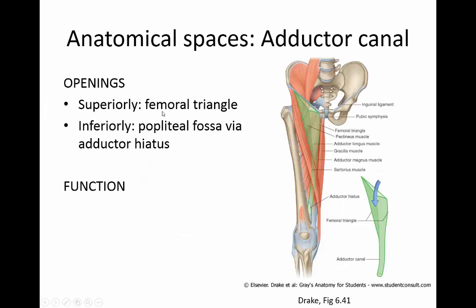So the adductor canal, superiorly, it follows on from the femoral triangle. So it opens into the femoral triangle. Inferiorly, we're entering into the popliteal fossa, which is the space behind the knee or posterior to the knee, and it enters there through the adductor hiatus. And like all anatomical spaces, its function is simply communication. It's just acting as a passageway for stuff to communicate or travel from one region to the next.